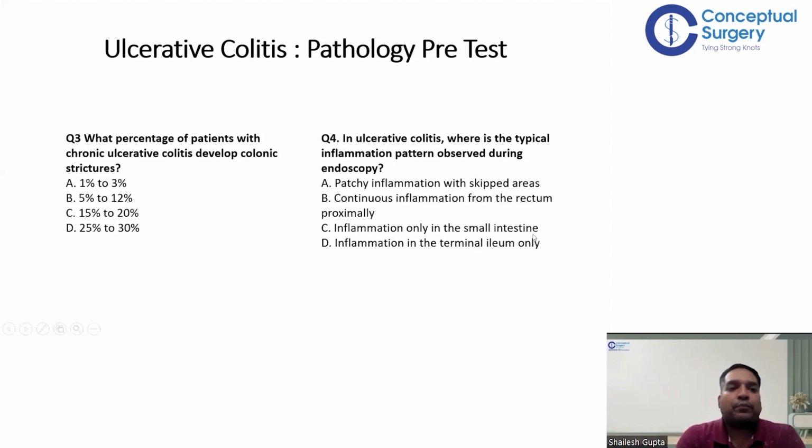Question number 3, what percentage of patients with chronic ulcerative colitis develop colonic strictures? 1 to 3, 5 to 12, 15 to 20%, 20 to 30%. Question number 4, in ulcerative colitis, where is the typical inflammation pattern observed during endoscopy? कौन सा पैटर्न हमें दिखेगा अल्सरेटिव कोलाइटिस में जब हम कोलोनोस्कोपी सिग्मोइडोस्कोपी करेंगे, राइट? Patchy inflammation with skipped areas, continuous inflammation from the rectum proximally, inflammation only in the small intestine, and inflammation in the terminal ileum only.